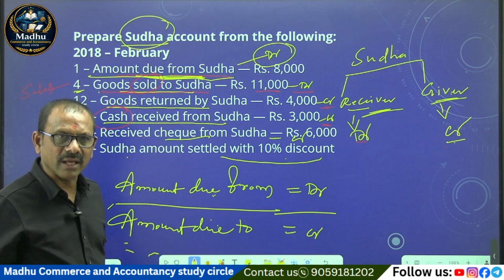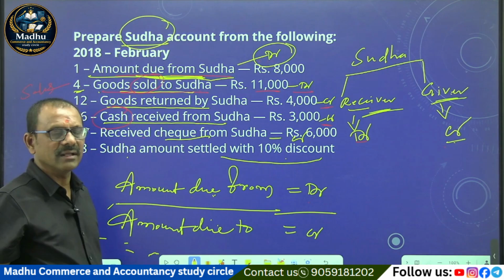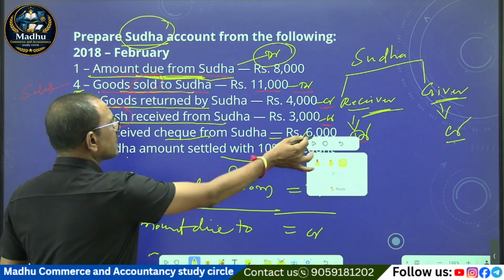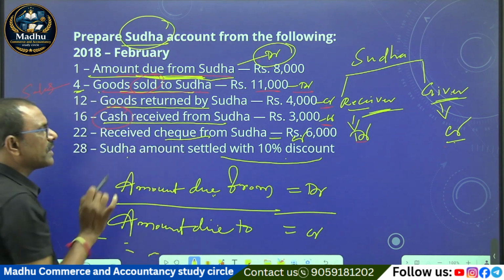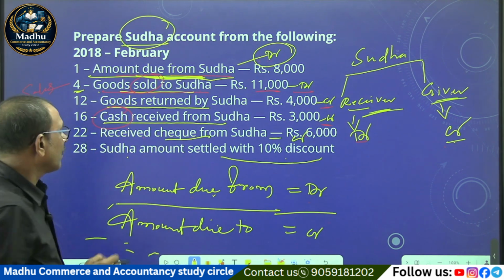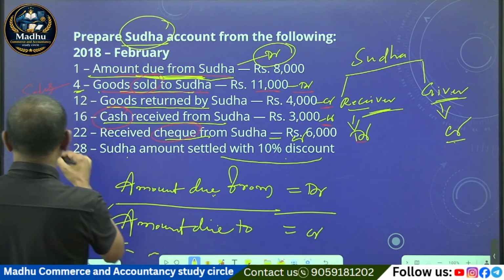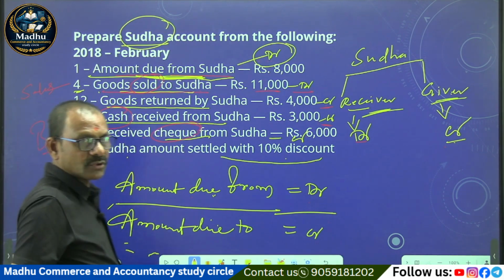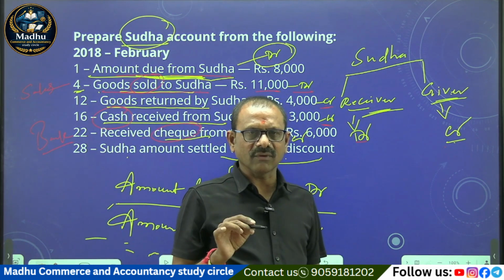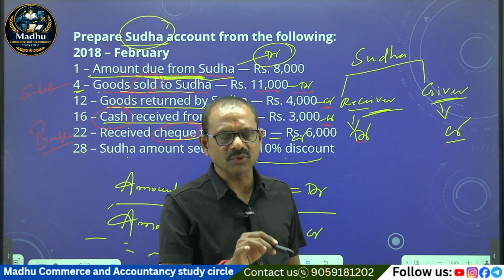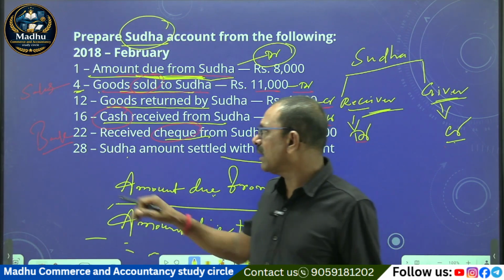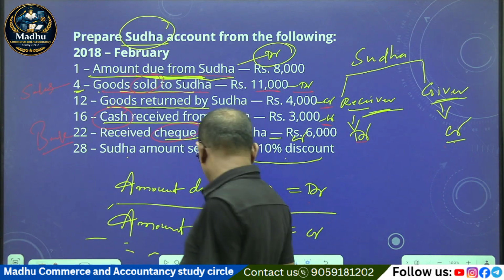Next, received check from Sudha. We received it, and she is again the giver, so credit side. The amount is 6,000. Check means we have to write bank. Whenever the word check comes, the word bank should be used instead. Check can come anywhere, but in its place we have to write bank.